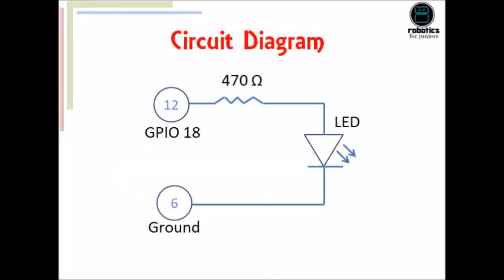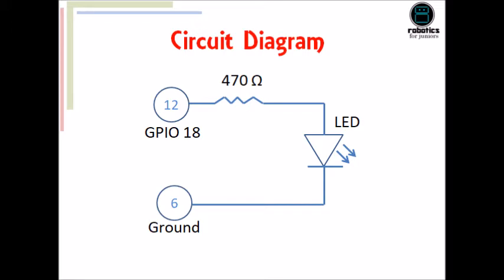First, we make the circuit before switching on the Raspberry Pi. We already made the same circuit in our previous video, controlling LED with Python program. I'll put the link in the description. So I'll go briefly with it. We have this as our circuit diagram. The negative end of LED goes to the board pin number 6, that is ground.